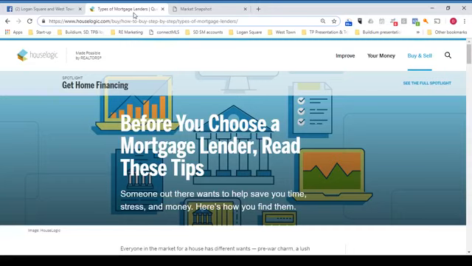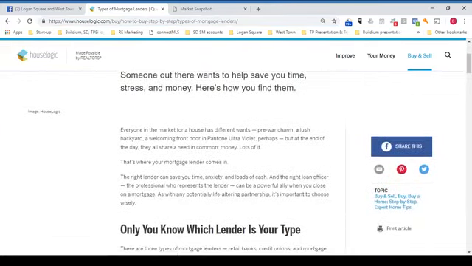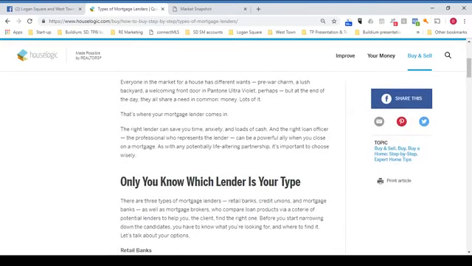So now, let's get started. Before you choose a mortgage lender, read these tips. Someone out there wants to help you save your time, stress, and money, and here's how you find them.